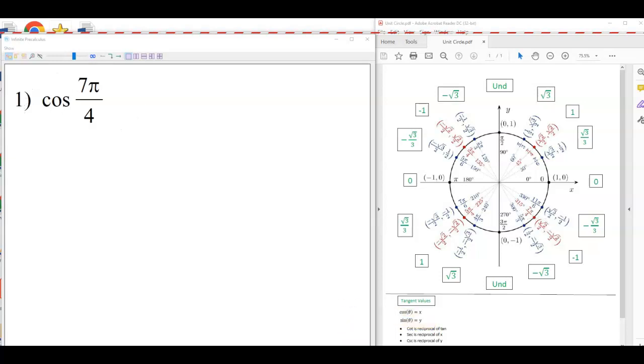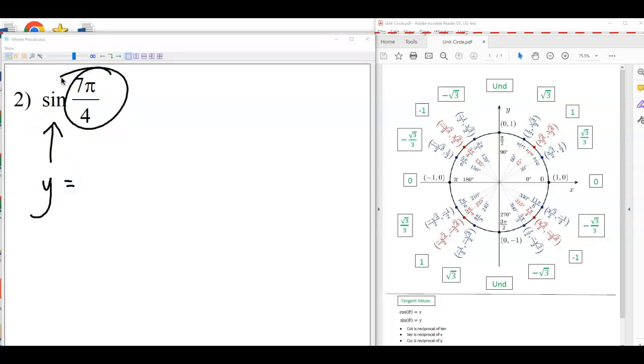All right, let's go ahead and take a look at another example. Sine of 7 pi over 4. Now, sine is the y value, and we have the same angle that we're looking at, so we're still at 7 pi over 4, and the y value is negative radical 2 over 2. So that's the answer there. Sine of 7 pi over 4 is negative radical 2 over 2.